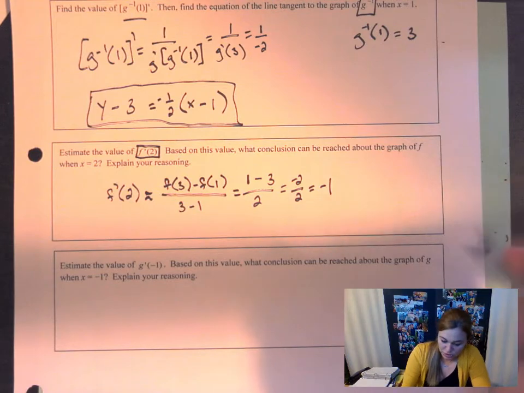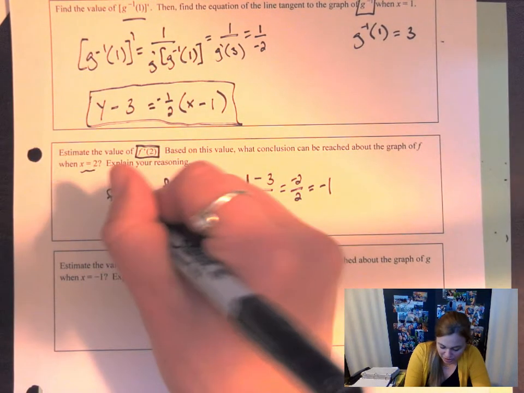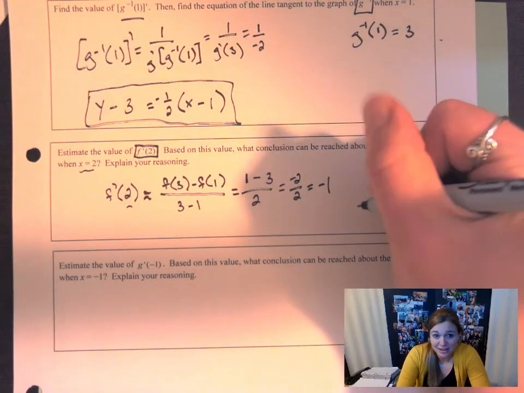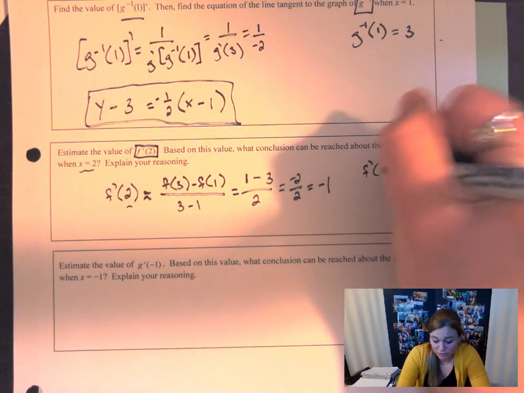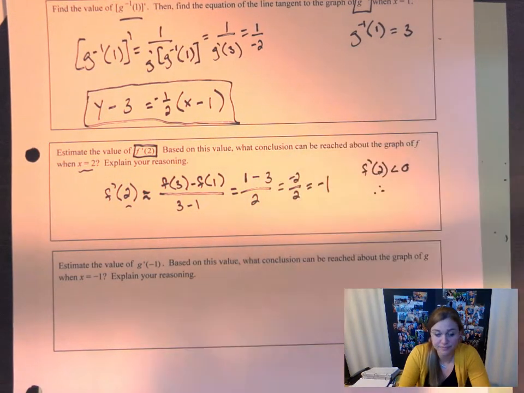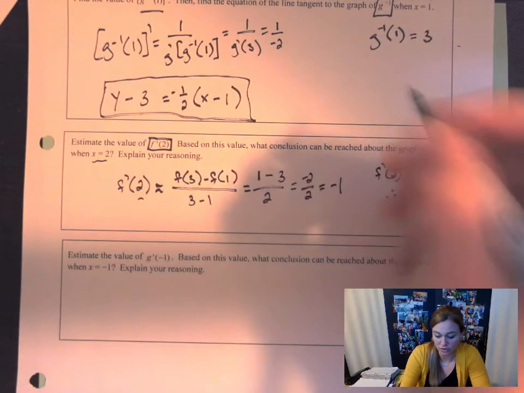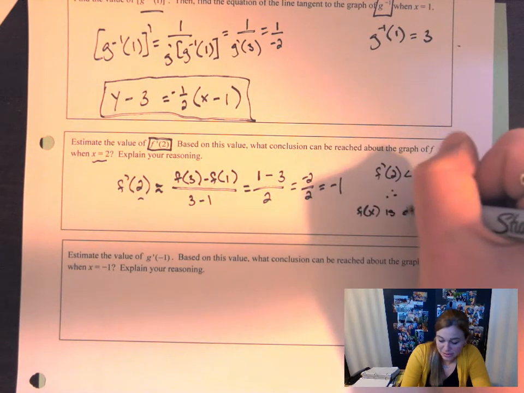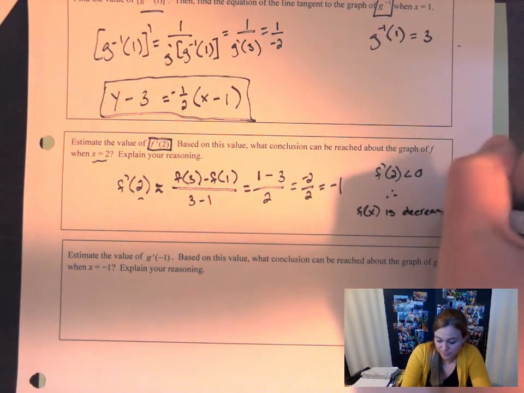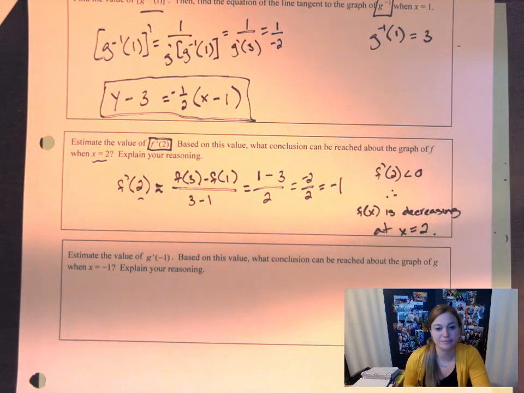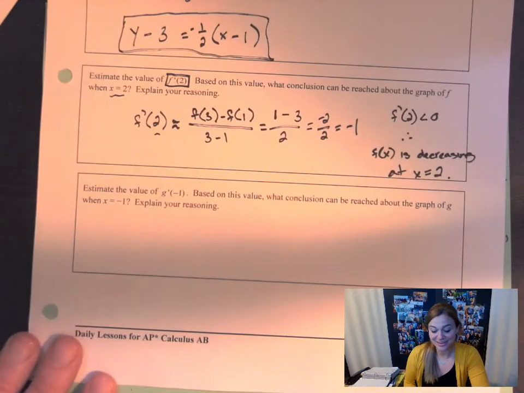And then this one says, show what conclusions can be reached about the graph at x equals 2. So the graph at x equals 2, and this is where I am right here. I could just say, because the derivative is negative, so f prime of 2 is less than 0, so it's negative. Therefore, f of x is decreasing at x equals 2. Next one.